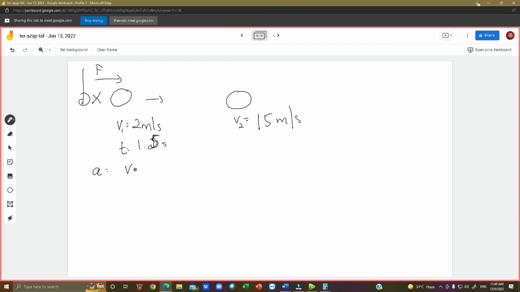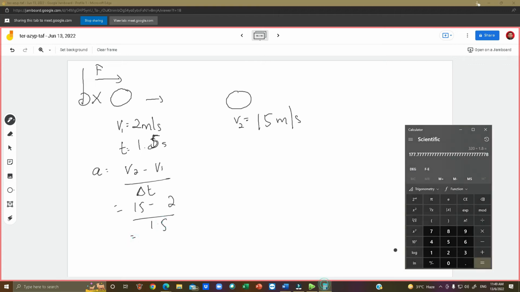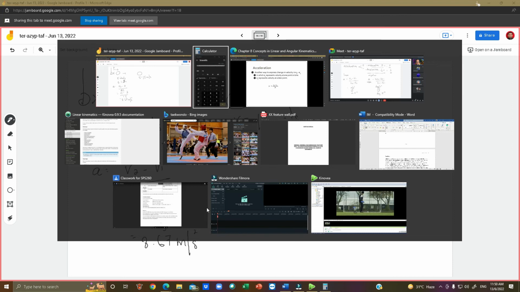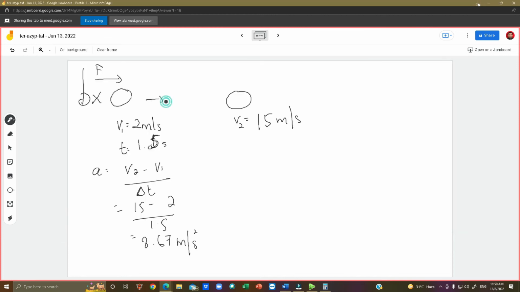So kita akan ambil V2 minus V1 over the change of time. So 15 minus 2 over 1.5. Apa kita dapat? 15 minus 2 divide with 1.5. 8.67 meter per second square. Ni contoh. Okay, this is an example of acceleration case. Ni satu lah. So we take a positive acceleration.